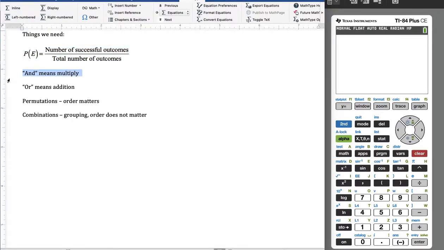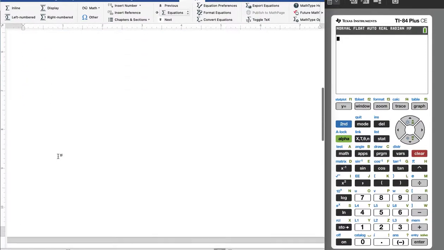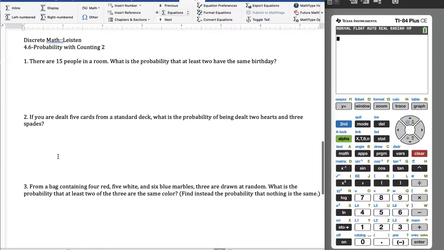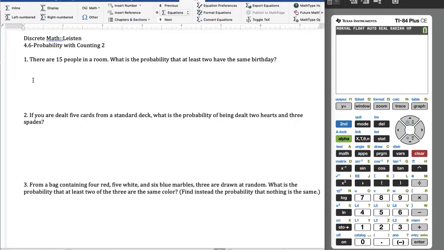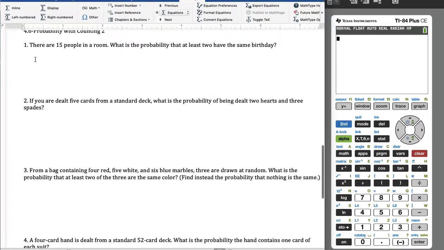Other key words that we look for, and means multiply, or tells us to add. We think about permutations, nPr, when order matters, or combinations when grouping something or order does not matter. I'm going to go into the assignment, play around with this, evaluate things in the calculator so we can see things done out. This first one here, 15 people in a room, probability that at least 2 have the same birthday.